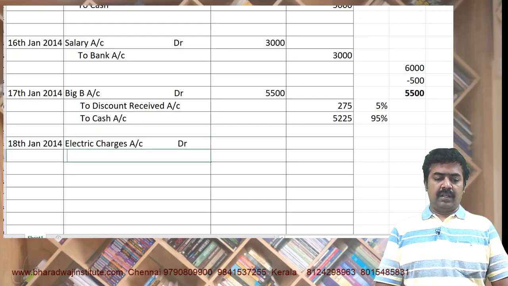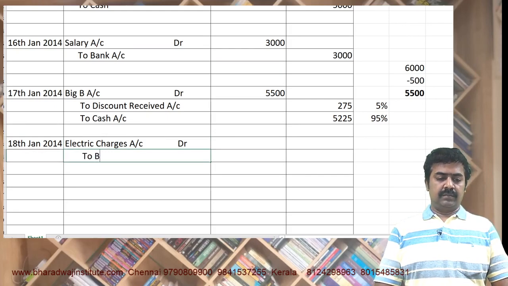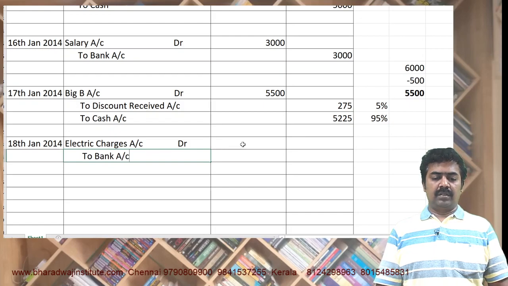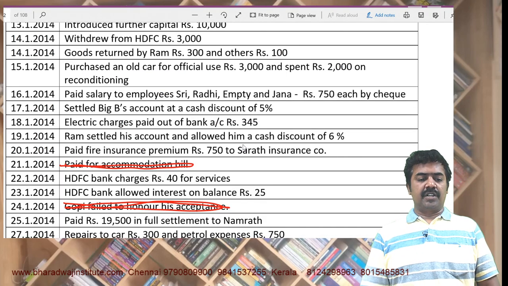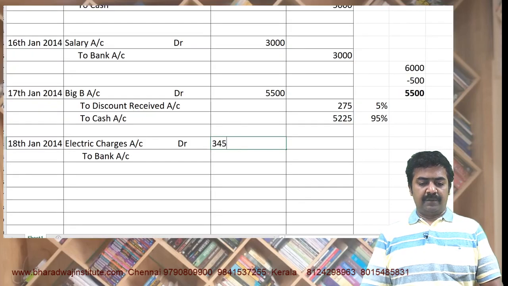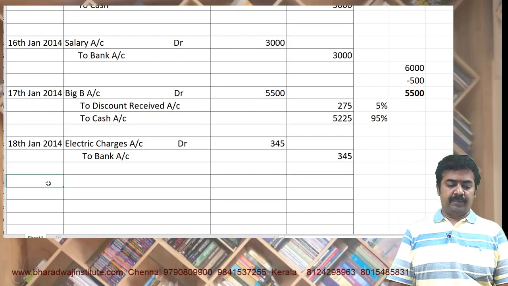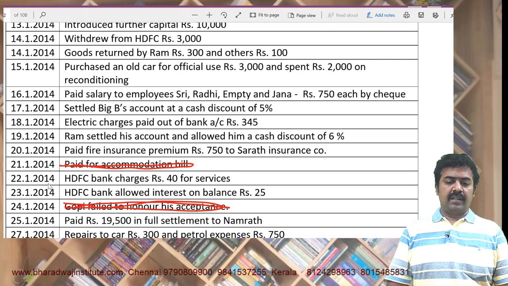Electric charges account debtor to which account? To bank account. Electric charges account debtor to bank account. How much is paid? 345 is paid. Electric charges are paid. What is the next one?